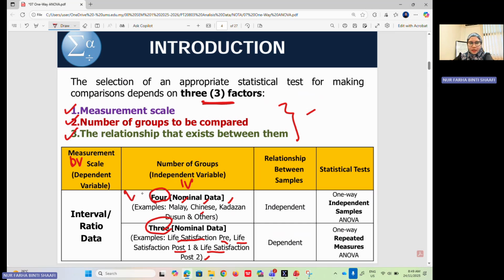How about the top one here? You could see you will use the statistical test of one-way ANOVA. The difference with the bottom one is that there you have life satisfaction pre-test, post-test 1, post-test 2. So this one you could use one-way repeated measures ANOVA for life satisfaction. This is an example for you to look at if you have this kind of DV and IV. So this is the statistical test that you will use.